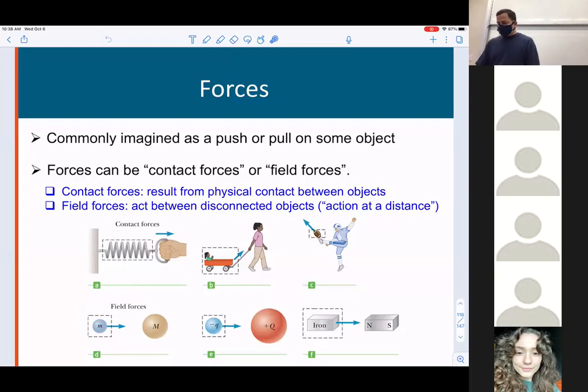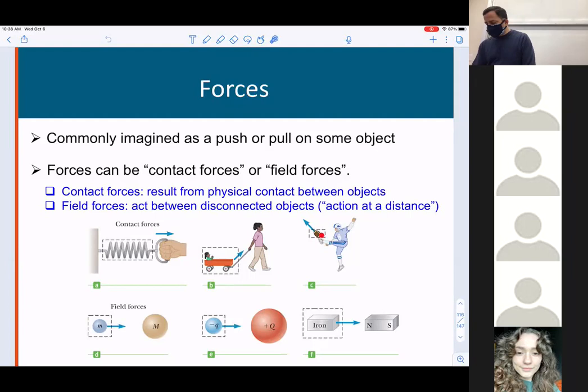And then there's also electrical forces between charges, say between the nucleus and the electron and atoms. Again, there is no physical contact between them. In some sense, this distinction between contact and field forces is a bit artificial because, at a microscopic level, even these contact forces really are field forces.